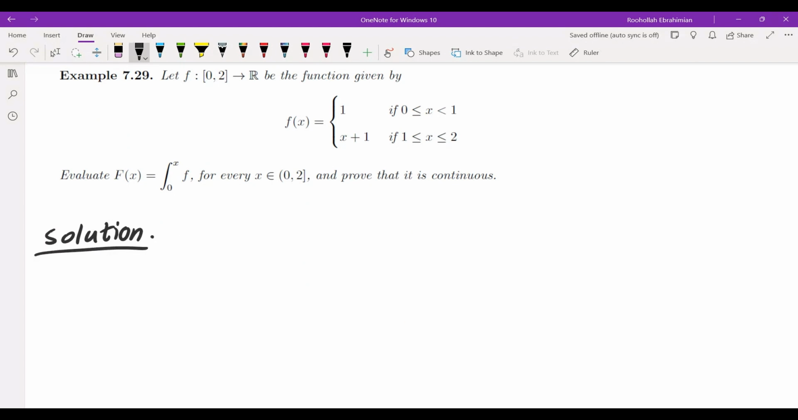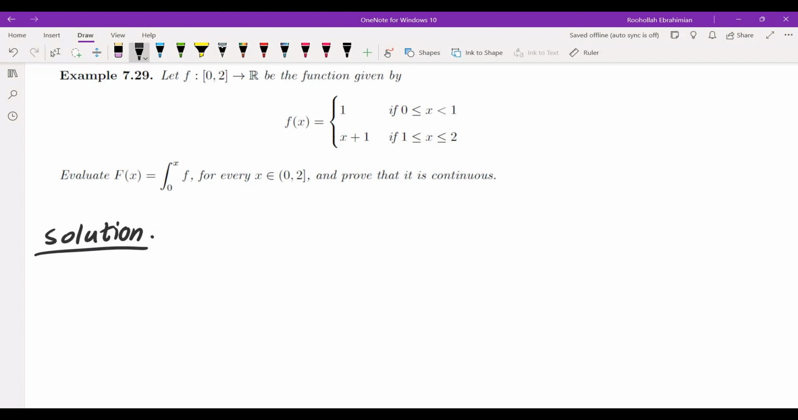So this example involves evaluating this integral and showing that this integral is in fact continuous. If you look at this function, and I have done examples like this, so I'm going to go over that relatively quickly. There's some justification that needs to be done. I will tell you what needs to be done.